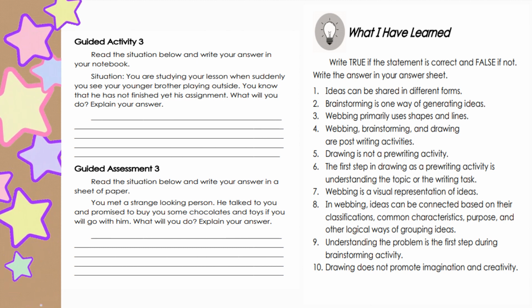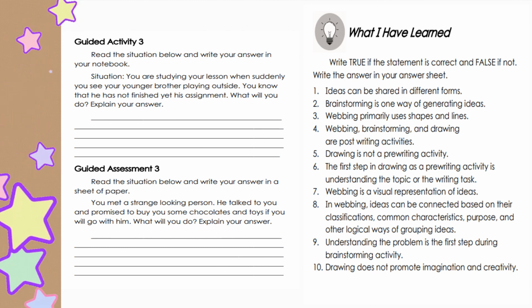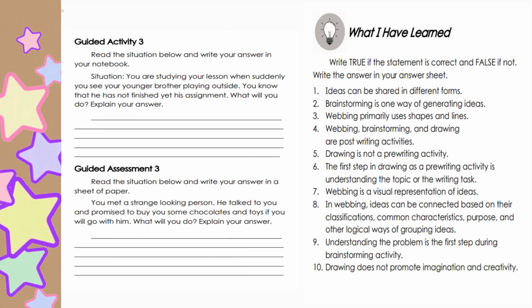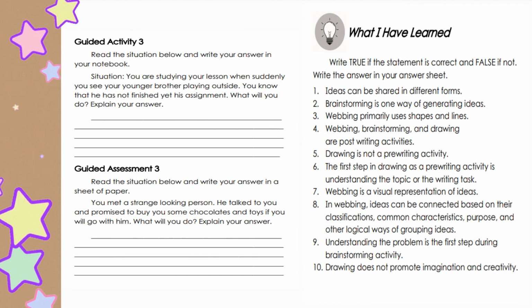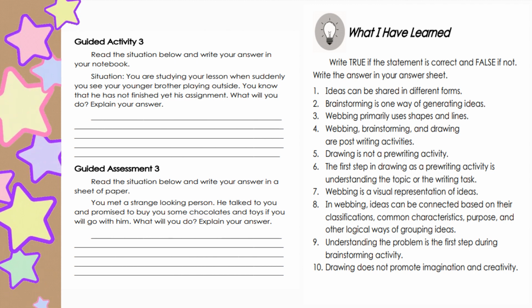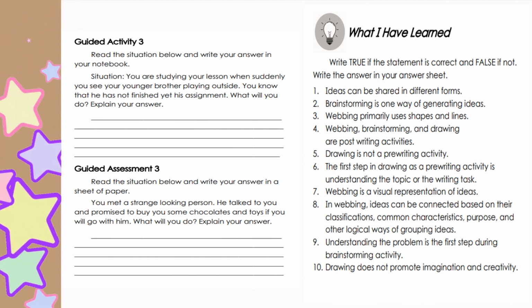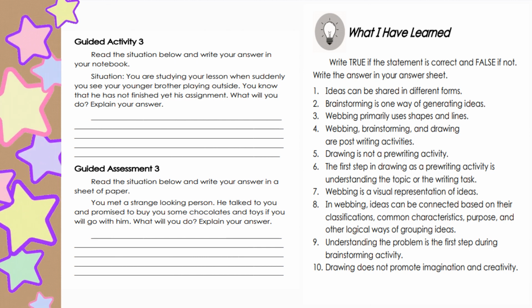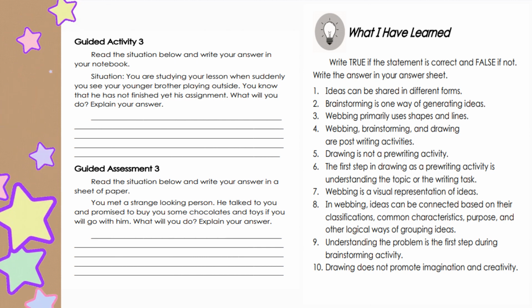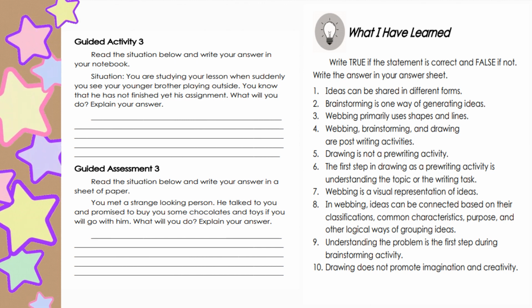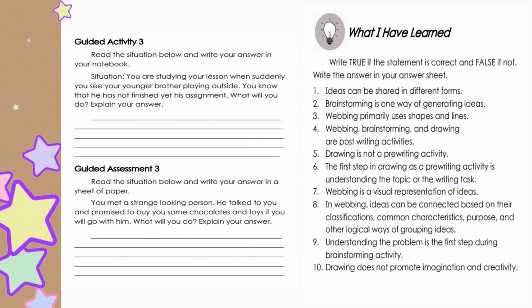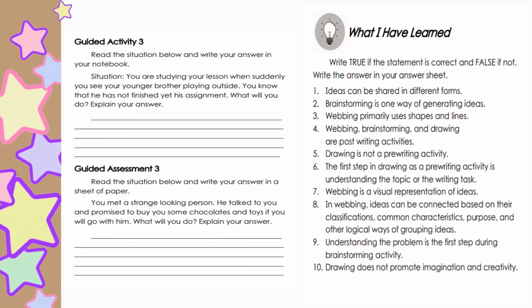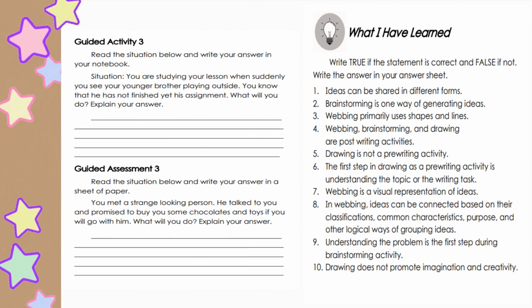For what I have learned, write true if the statement is correct and false if not. Write the answer in your answer sheet. Number 1, ideas can be shared in different forms. Number 2, brainstorming is one way of generating ideas. Number 3, webbing primarily uses shapes and lines. Number 4, webbing, brainstorming, and drawing are post-writing activities. Number 5, drawing is not a pre-writing activity.